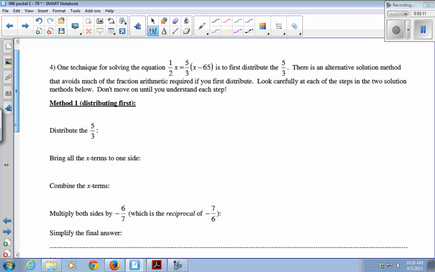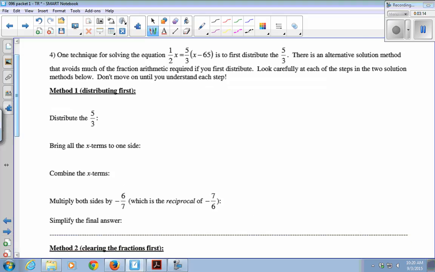All right, so we're going to review one more thing before I give you some problems to work on, and that's solving an equation. So my equation has fractions in it. It's 1/2 x is equal to 5/3 times the quantity in parentheses x minus 65. So I have 2 methods. The first one would be to distribute that 5/3. But there's an alternative solution method that avoids much of the fraction arithmetic that we're going to see in the first method. So I'm going to go through both of these.